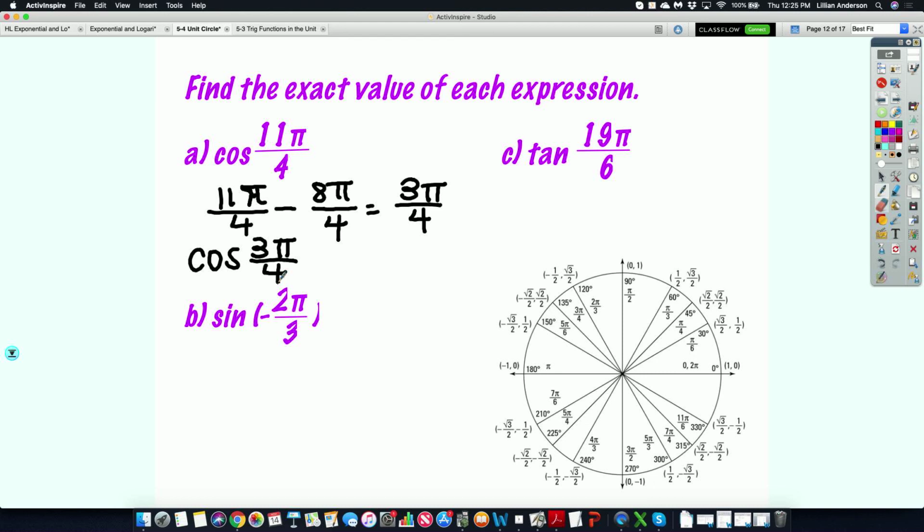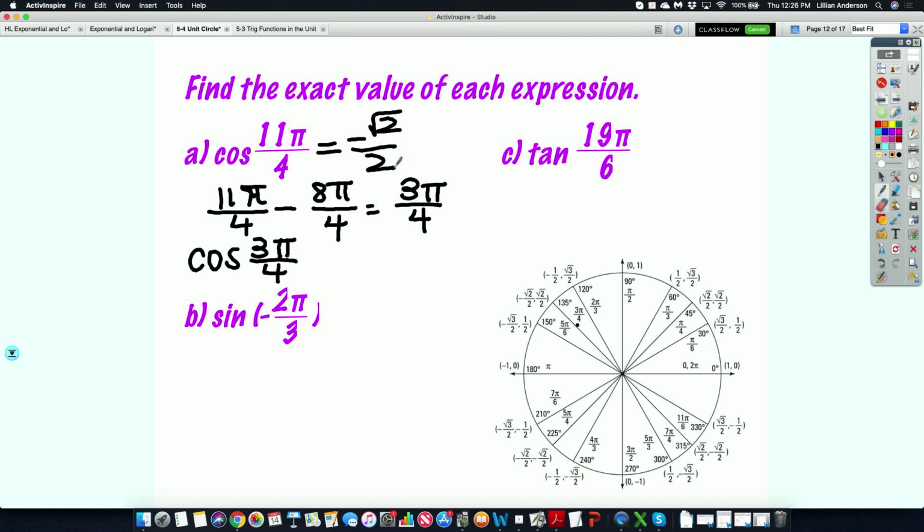Cosine is which coordinate? The x. What's the x of 3 pi over 4? So then that is the cosine of 11 pi over 4. You see how it works? It's incorporating a concept from the last lesson, two lessons ago, into this one.